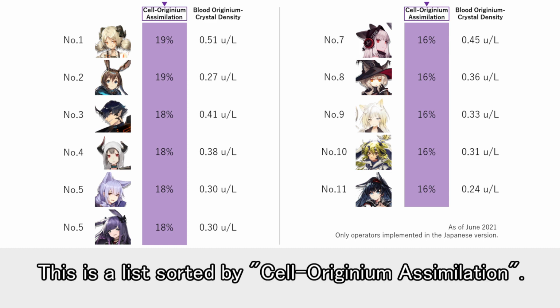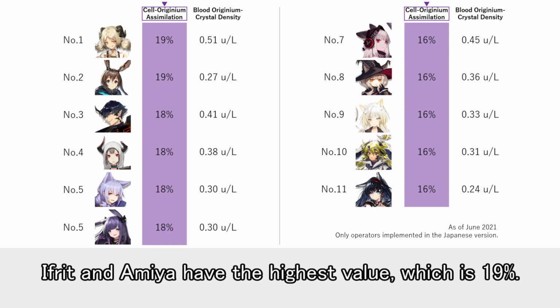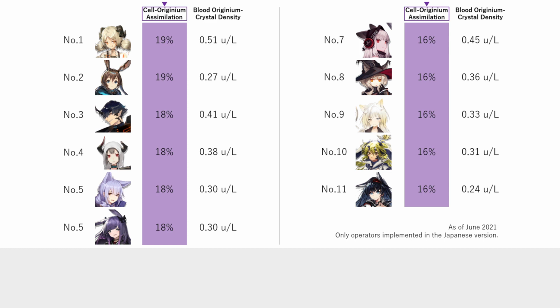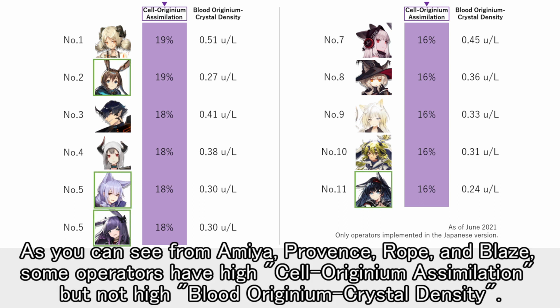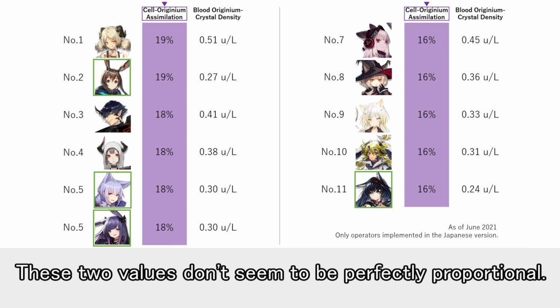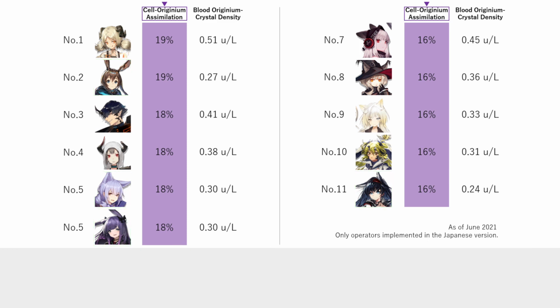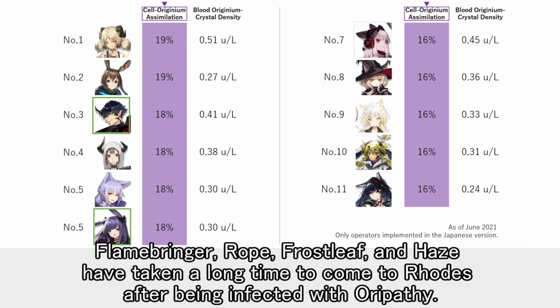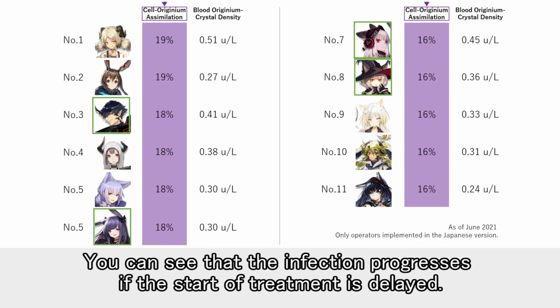This is a list sorted by Cell-Originium assimilation. Ifrit and Amia have the highest value, which is 19%. As you can see from Amia, Provence, Rope, and Blaze, some operators have high Cell-Originium assimilation, but not high blood Originium-Crystal density. These two values don't seem to be perfectly proportional. Flamebringer, Rope, Frostleaf, and Haze took a long time to come to Rhodes after being infected with Oripathy. You can see that the infection progresses if the start of treatment is delayed.